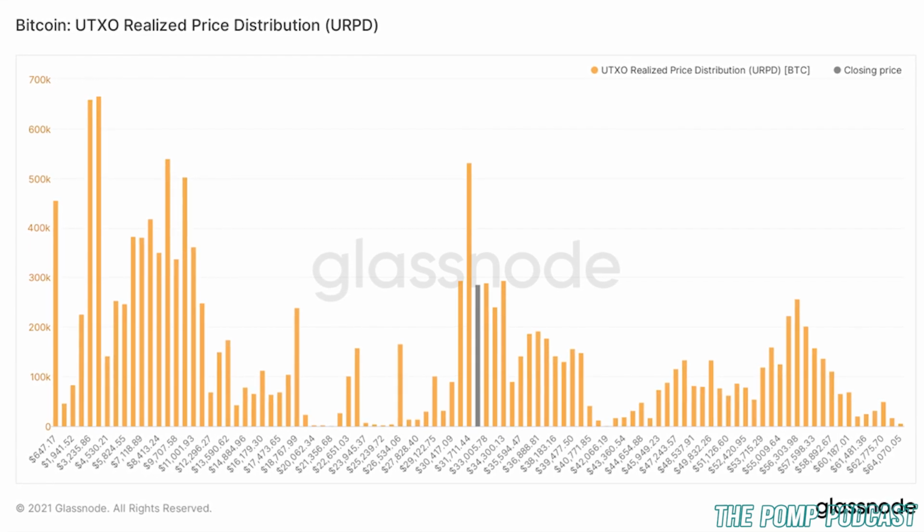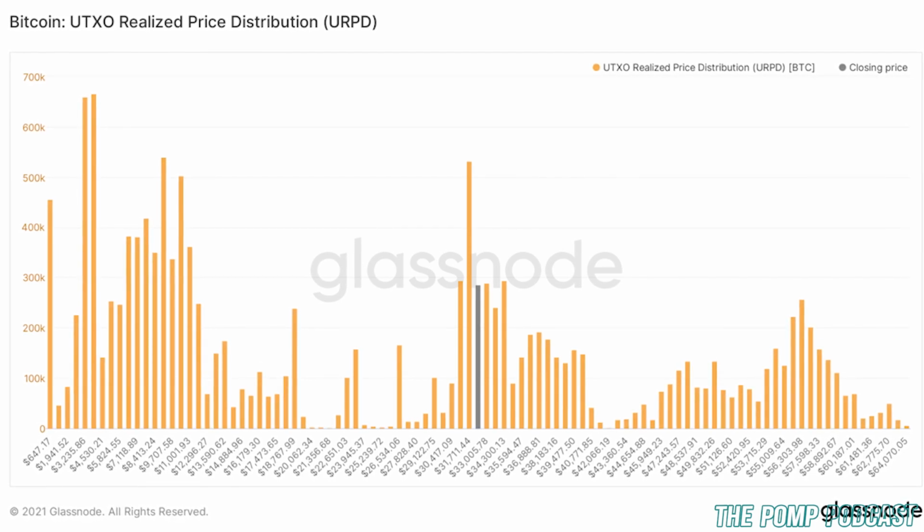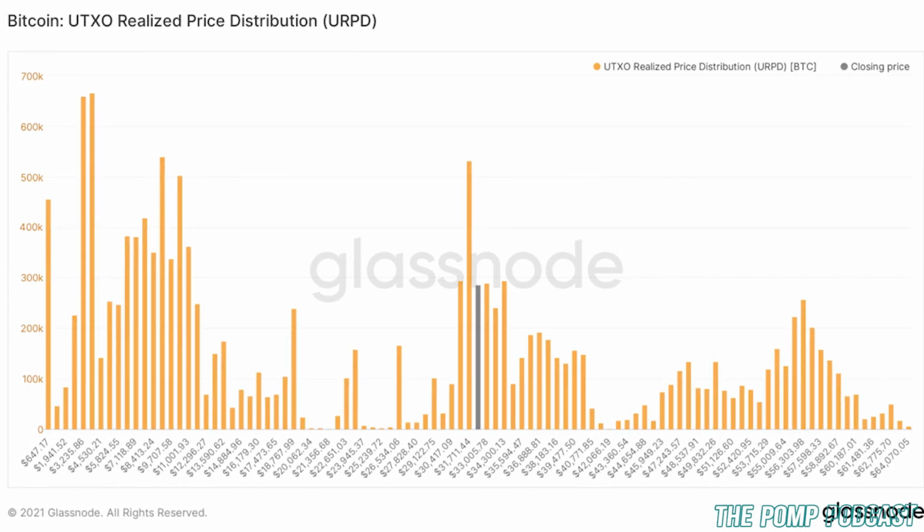What you see is we have this massive zone of volume between 30K and 40K, especially between 30K and 35K. When we went down below 30, we were looking over into the abyss where we really didn't have any support until 26K or 22K. But it looked like we got pushed right back up into there. And so now we're sitting back in the middle of this range.